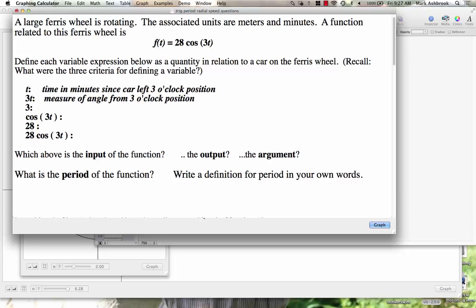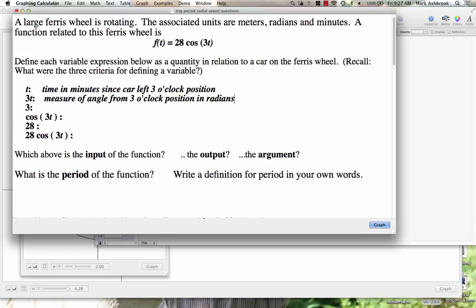Okay? And so I should say radians in minutes. But I'm assuming that you assumed that. So what's the unit of this? Radians. Yeah, so if it's our argument into cosine, it has to be a measure of an angle swept counterclockwise from 3 o'clock. All right? So 3t is the measure of the angle from 3 o'clock.